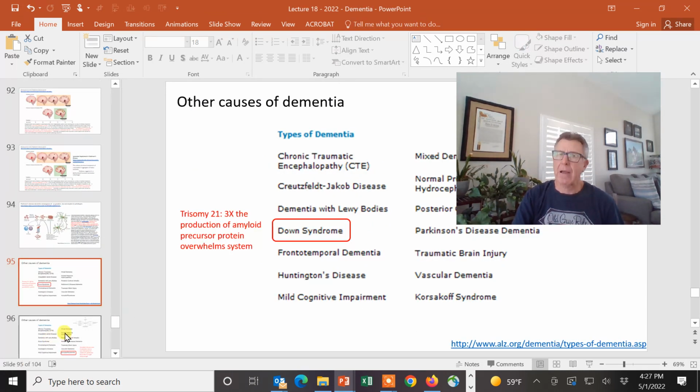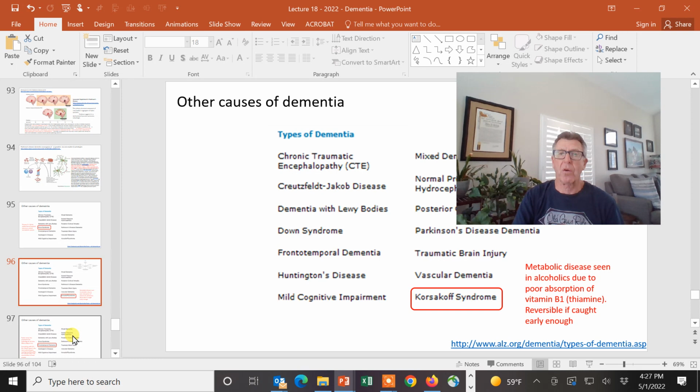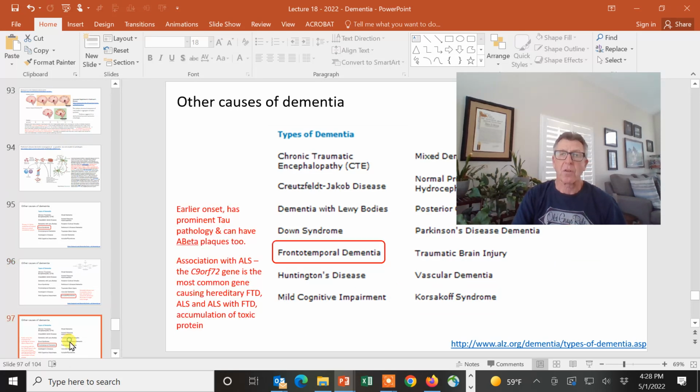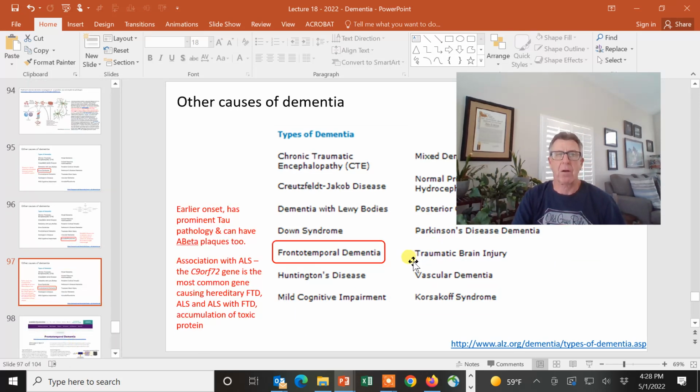Down syndrome, again, that's too much amyloid precursor protein. The ones being made are normal, but you get 3 times as many copies because of the 3 chromosomes. Korsakoff's, this is a metabolic disease. Vitamin B1, thiamine, and we talked about this, and this is because you have really poor absorption of thiamine when you're an alcoholic. So you treat alcoholics with vitamin B1.